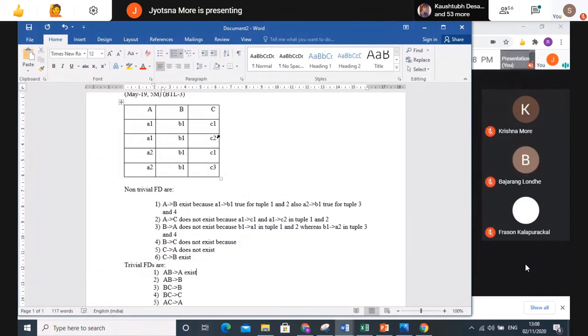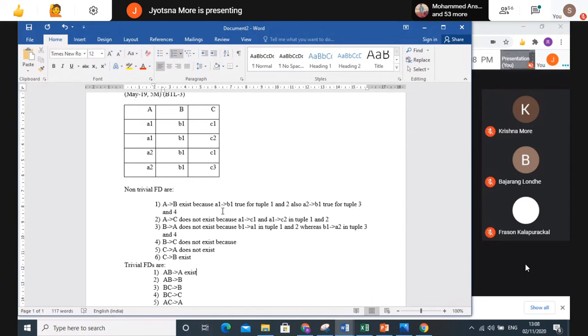See, all factors on the left side are different. A1, C1 determines A1. We don't have A1, C1 again here, right? Then we have A1, C2 determines A1. We don't have the A1, C2 combination again. A2, C1 determines A2. So we don't have A2, C1 again. We have A2, C3 determines A2. We don't have A2, C3 again. So the functional dependency exists, because we don't have any factor which says no.